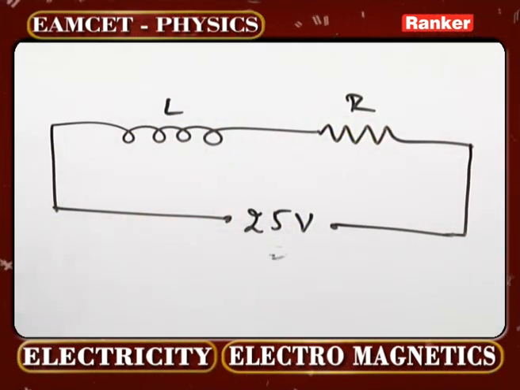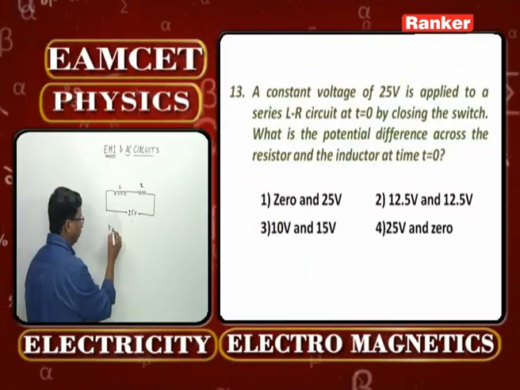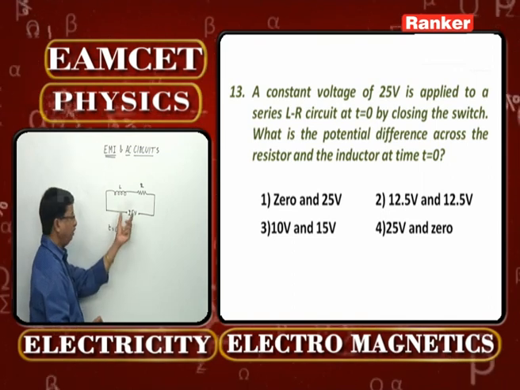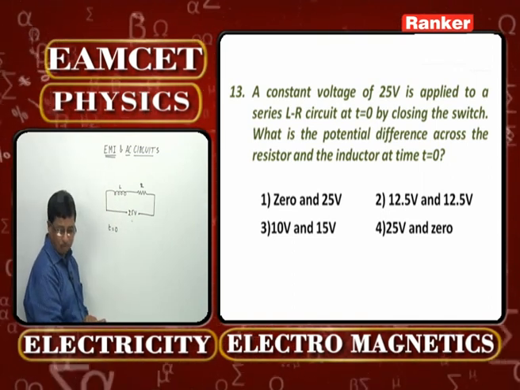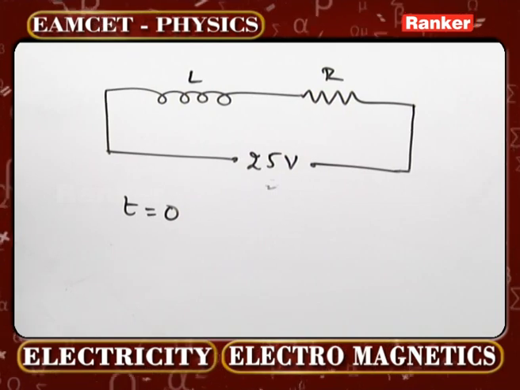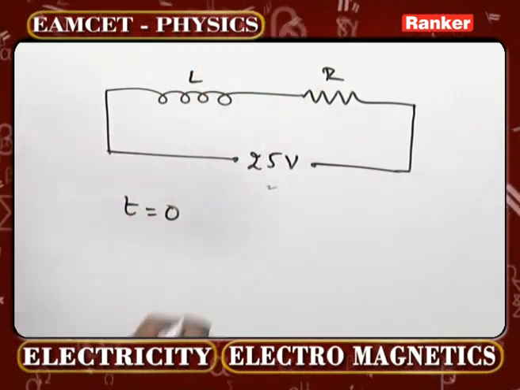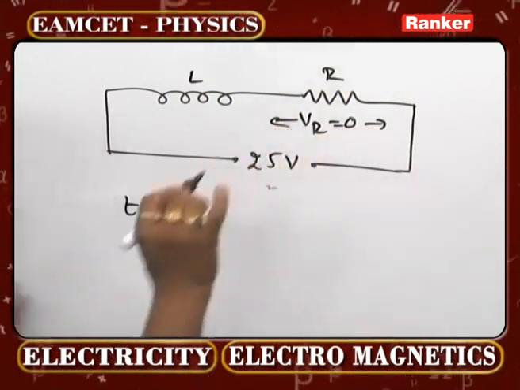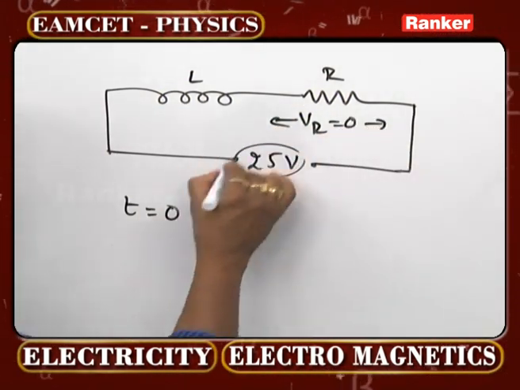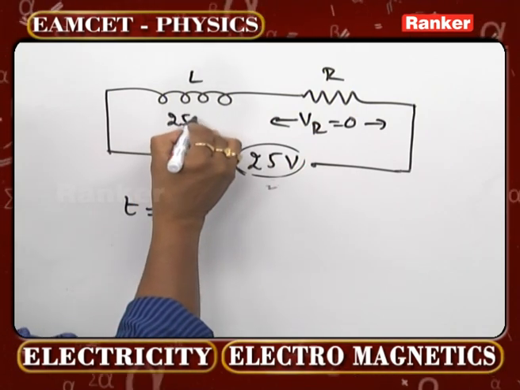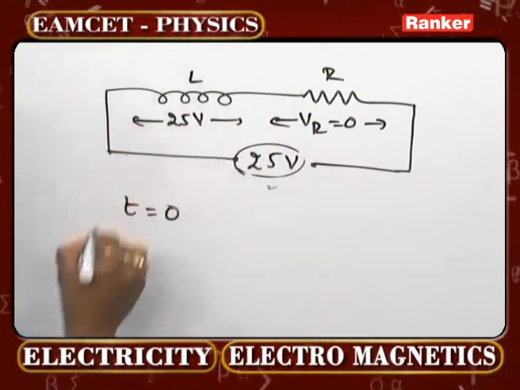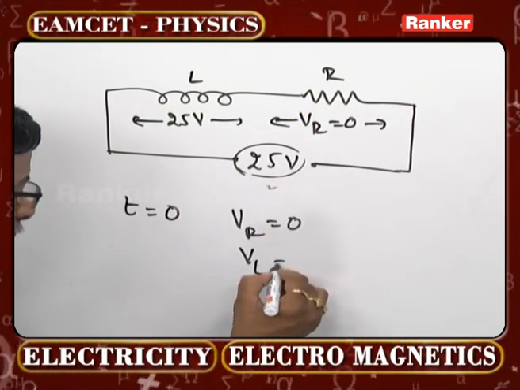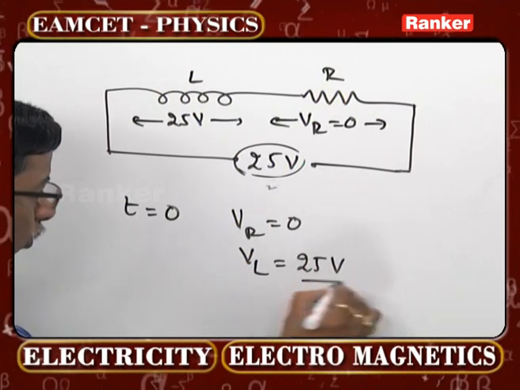One thing one should understand here: when time is 0, what does it mean? We have not started applying this value to the system. Then what will be the potential difference across the resistor? Across the resistor VR will automatically be 0. Then what about this value? This will now be across this particular inductance coil. So VR will be 0 and VL will be 25 volt over here.